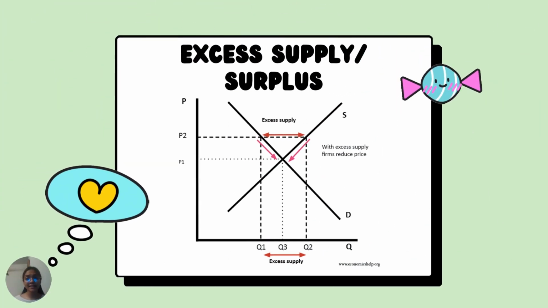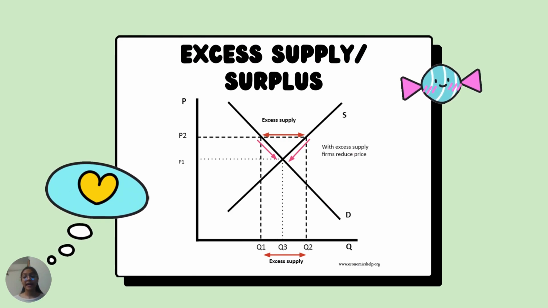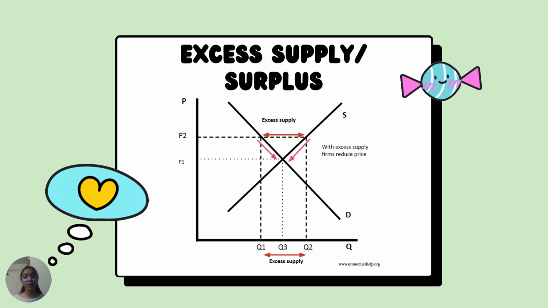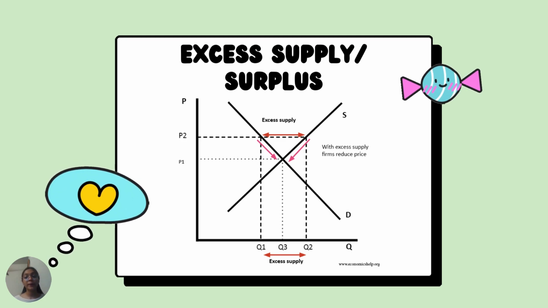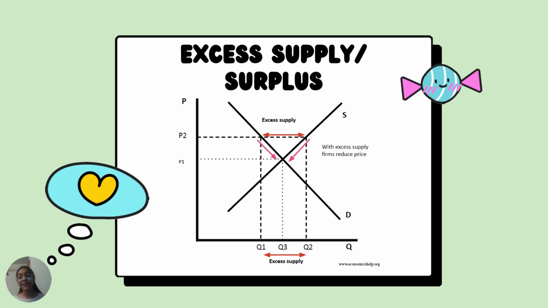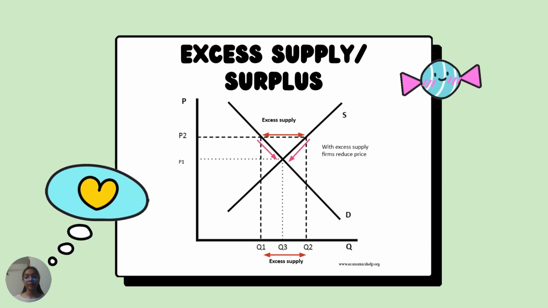In the case of a surplus, supply is greater than demand. Any price above the equilibrium will result in excess supply, because we know that supply and price are directly proportional to each other. That is what we have learned in the previous videos. When price decreases, quantity demanded will rise and supply will fall. Thus, the market will reach equilibrium again.